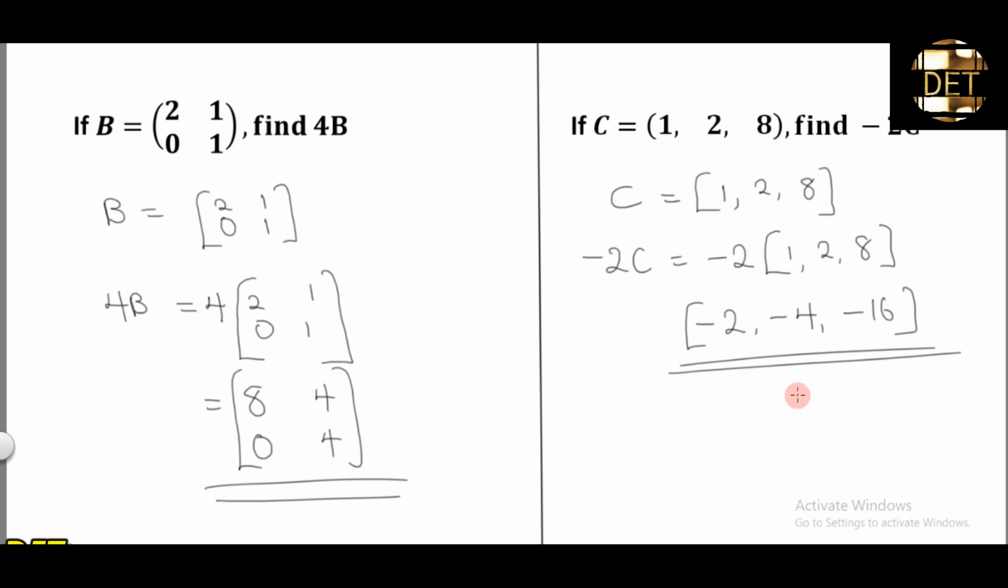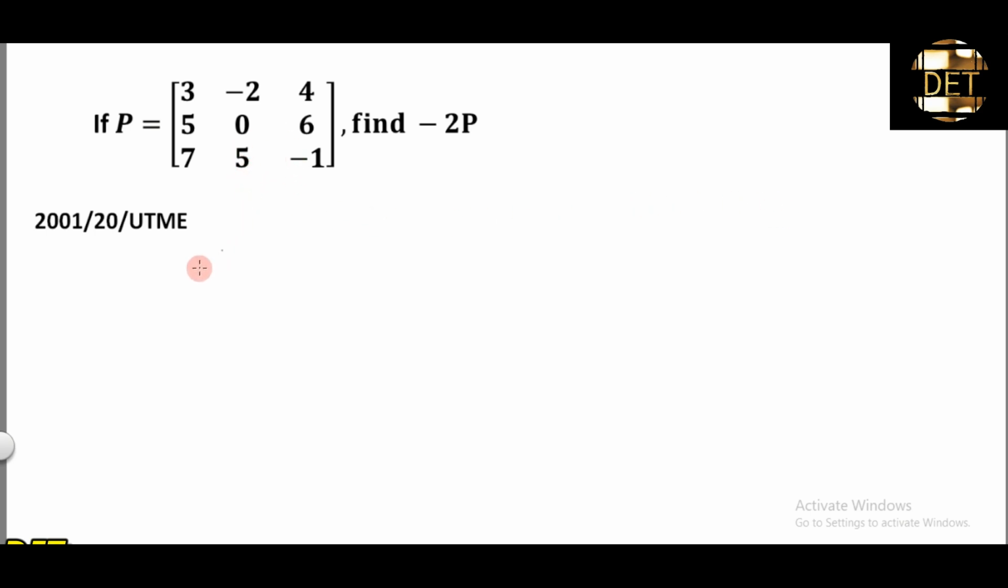It's very simple and straightforward. Again, basically what you do here is to use this minus 2 to multiply all the elements in the matrix C. All right, so let's look at this question. This is a JAMB question, a UTME question from the year 2001, question 20. So the question is, if P is equal to this matrix, a matrix of 3, 5, 7, minus 2, 0, 5, 4, 6, and minus 1, find minus 2P.